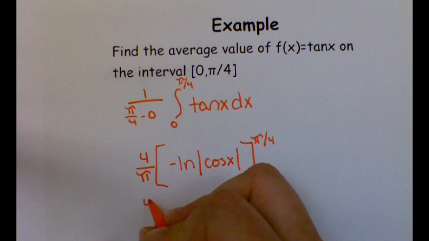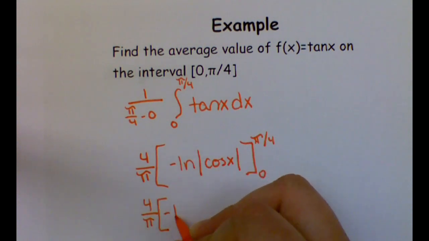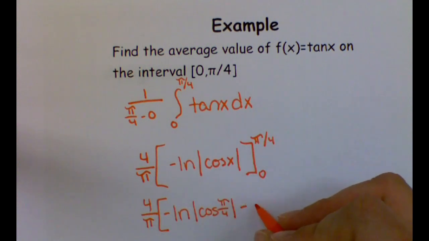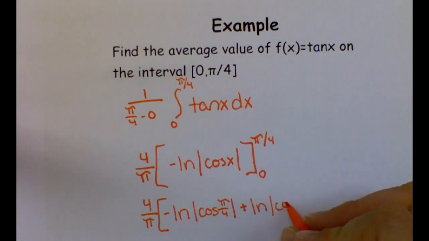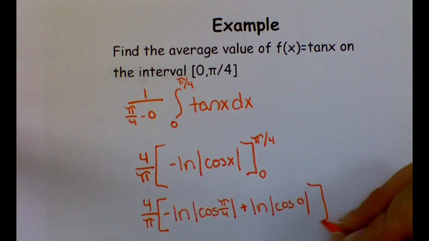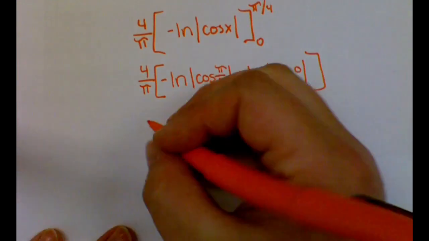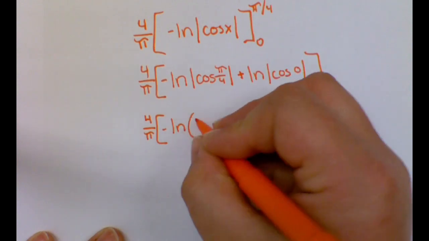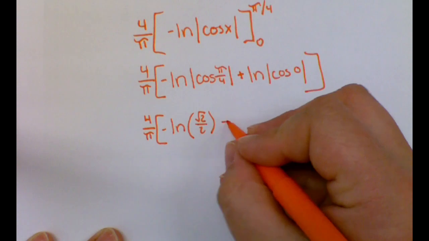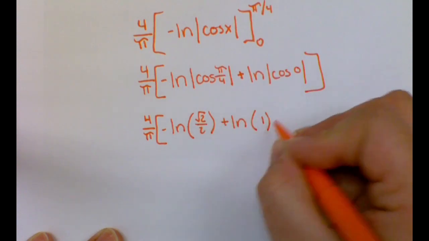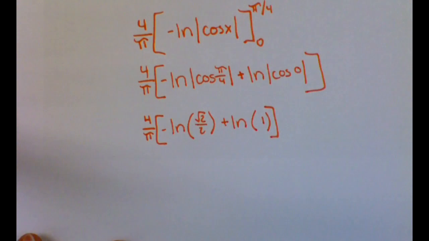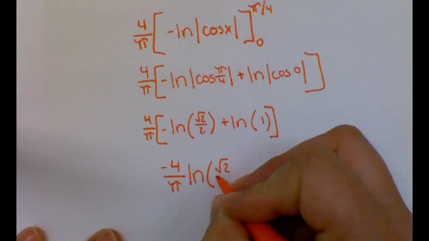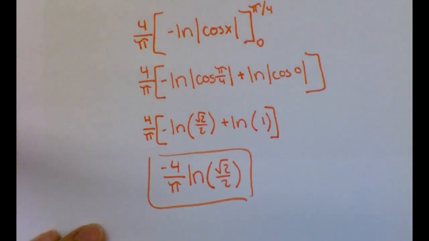So we have 4 over pi times the negative natural log of the absolute value cosine of pi over 4 minus negative natural log of the cosine of 0. All right, cosine of pi over 4 is square root 2 over 2. So we have negative natural log of square root 2 over 2 plus natural log of cosine of 0, which is 1. Natural log of 1 is 0. So we have negative 4 over pi times the natural log of square root 2 over 2. Unless we want to plug that in a calculator, we can leave it.